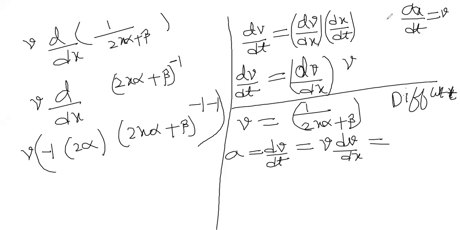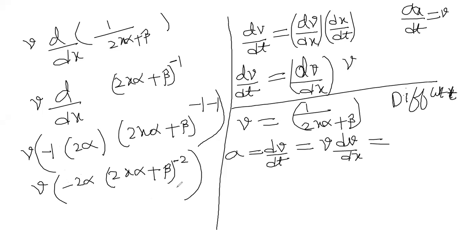Now, let us do the, go ahead. This is all in brackets. Remember, these are all product. What are we going to get? Minus 2 alpha times, what are you going to get? 2x alpha plus beta, power minus 2. Understood that? Is it clear? Now we are going to complete that.